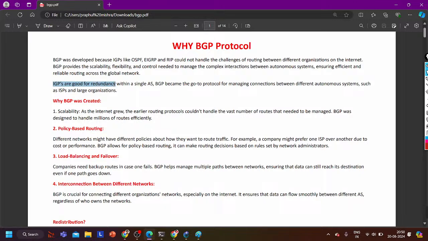IGPs are good for redundancy within an autonomous system. You can use the OSPF routing protocol, and definitely we are using OSPF routing protocol only, guys. OSPF is the most commonly used routing protocol in real-time networks. Everywhere you will see organizations using OSPF, right? So first you should have good command of OSPF, then only you can survive in the industry, then only you can get a huge hike in your salary, then only you can grow your professional life.